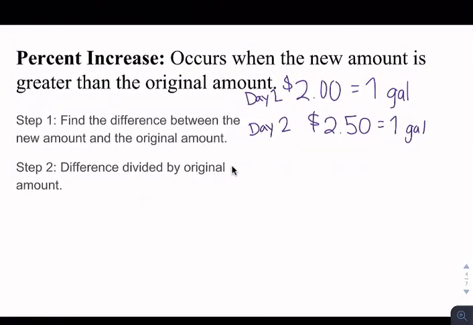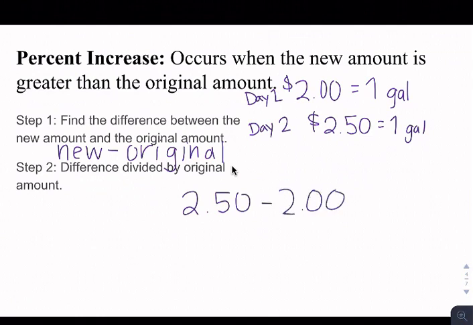And in order to find out by what percent the price increased, we do two things. First, we find the difference between the new amount and the original amount. So we always do new minus original. That's going to give us the difference. So it was $2.50, and then we're subtracting the original, which is $2, and that gives us a 50-cent increase.